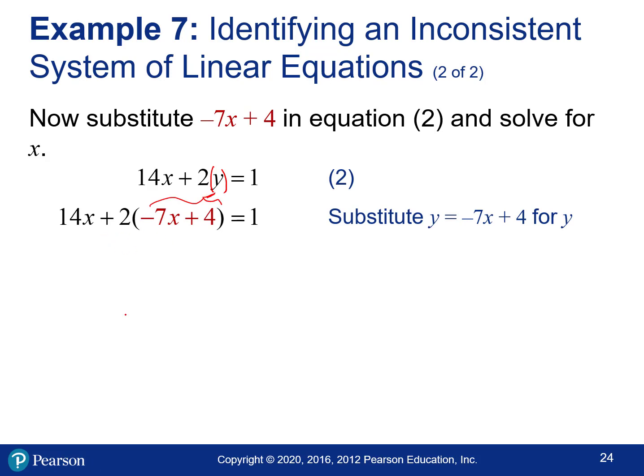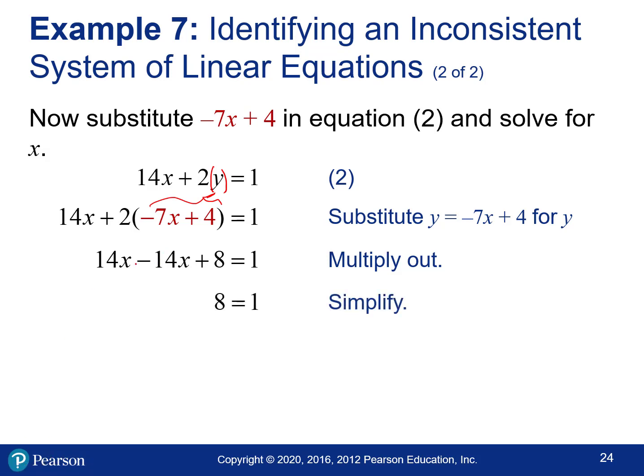And then notice you have an equation of only x's, so that's good. That means we can solve. So we distribute and we start to solve for x. And look what happens. 14x minus 14x, this adds up to 0. And we get 8 equals 1.